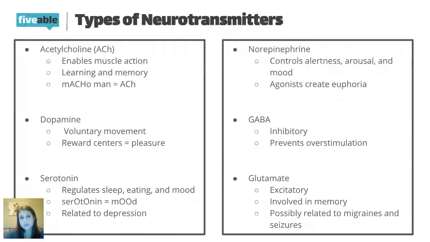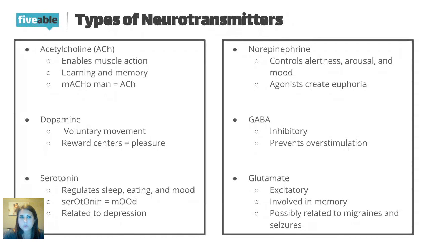And then the last one is glutamate. Glutamate is excitatory, so it's the opposite. It wants to amp you up and push you. And it's involved in memory. And then the big thing for glutamate, this is the question I most commonly see, is that it might be linked to migraines and seizures, which kind of makes sense.